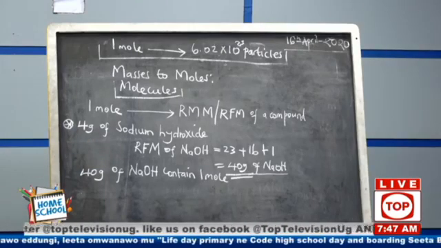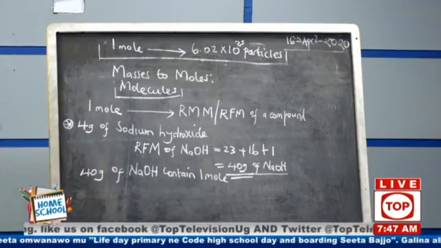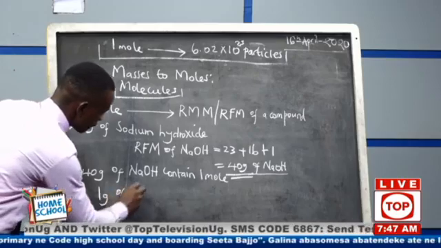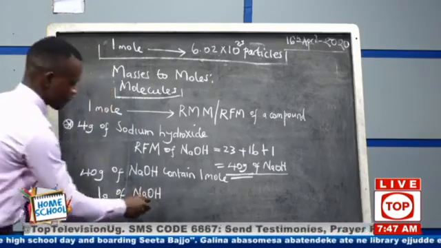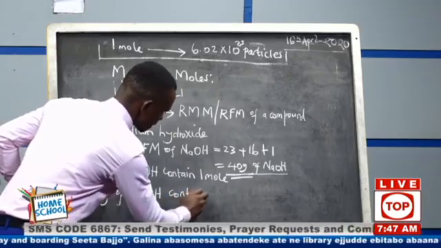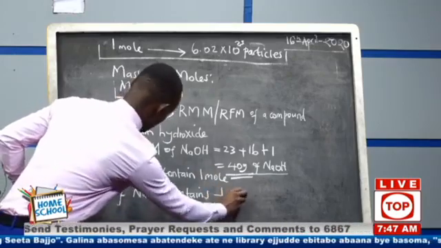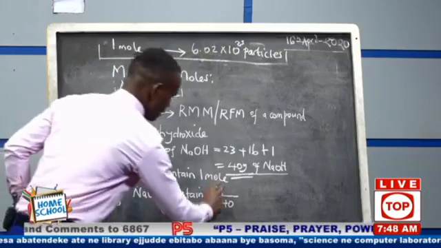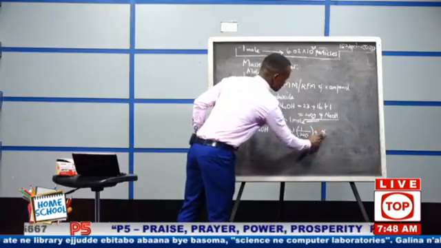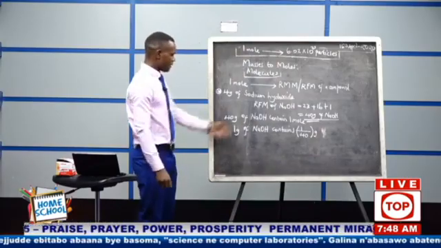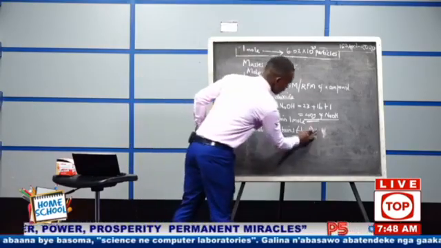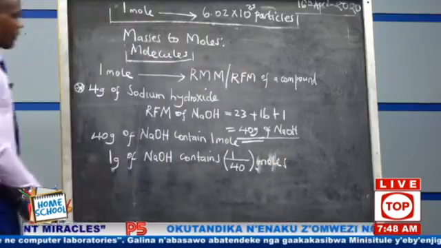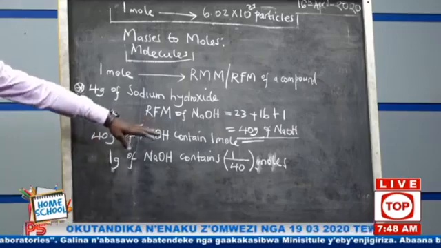What next? We said anything that is on the left-hand side, you have to put it into 1 gram. 1 gram of sodium hydroxide, we shall say that contains 1 out of 40. Sorry, these ones are moles. On the right hand side, we have moles. That means in 1 gram, we have that number of moles.